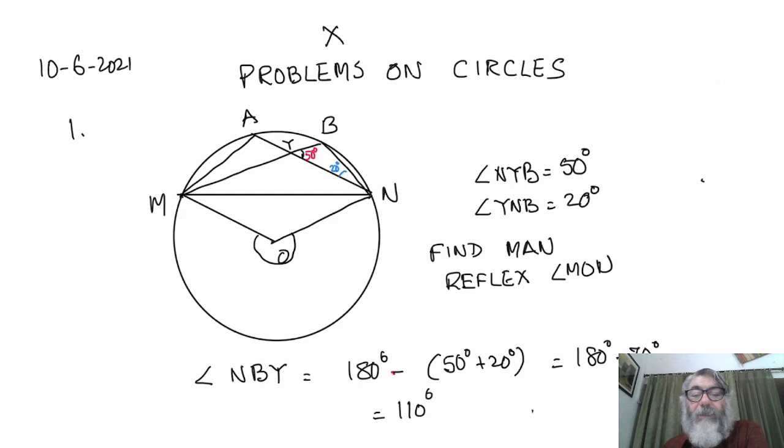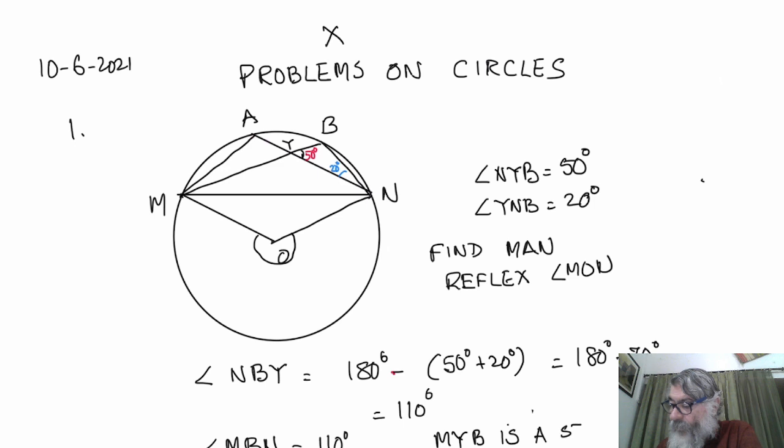The sum of the angles of a triangle is 180 degrees. So angle B has come out to be 110 degrees. That is angle MBN. This is also angle MBN, 110. Why? Because MYB is a straight line, and so the angle B, whether I read it as MBN or as YBN, is one and the same thing.